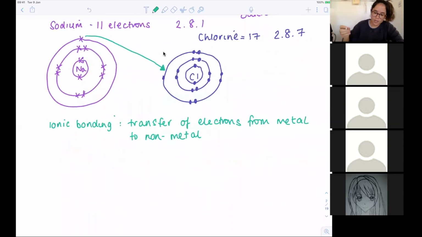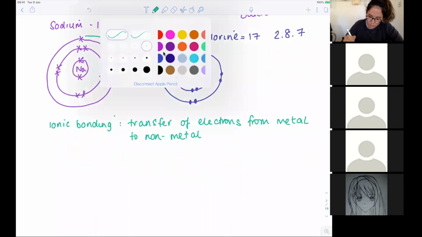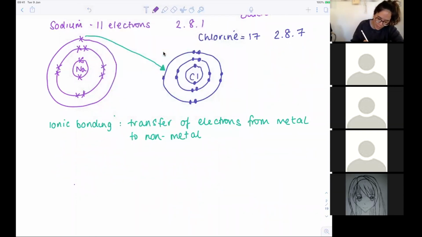So if we were to redraw the new situation, we can see that sodium still has a very similar electronic configuration. Try and draw them more neatly than I'm drawing these.